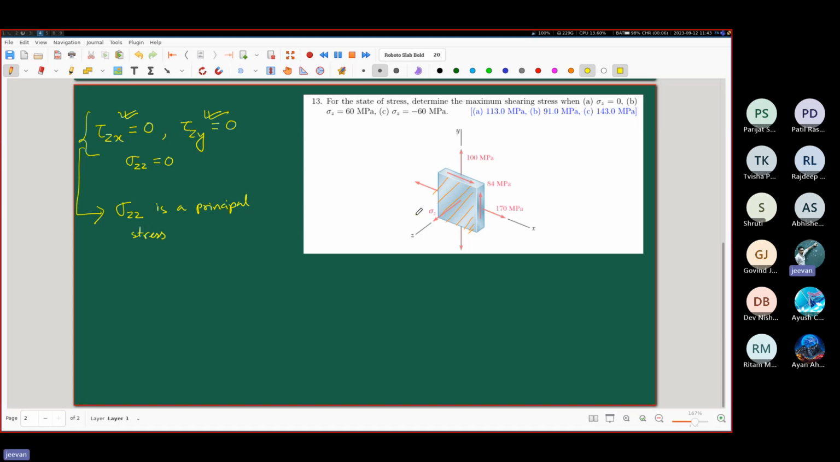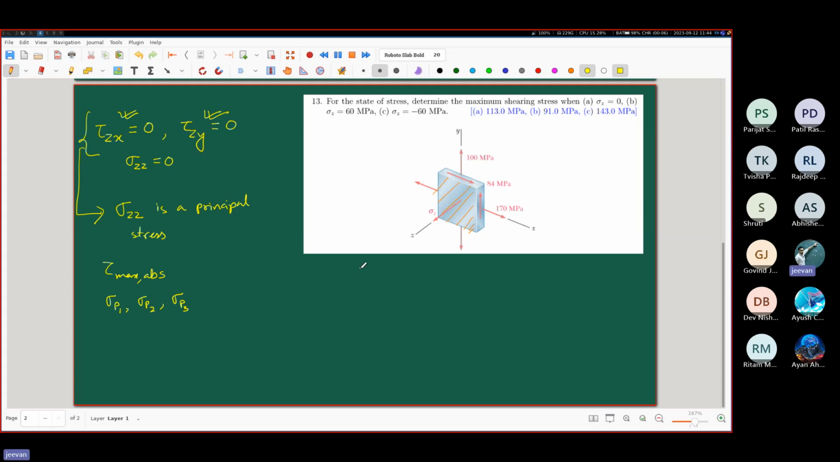So you go from the back. The question is to determine the maximum shearing stress. Maximum shearing stress means our aim will be to find the tau max absolute. If we have to find the tau max absolute, then for each of these cases, we have to go about finding sigma P1, sigma P2, and sigma P3. Please do not get distracted by this first case where sigma z equals 0. Even if that is so, we have to be mindful that it is actually a three-dimensional state of stress. So sigma P1, sigma P2, and sigma P3 should all be found.